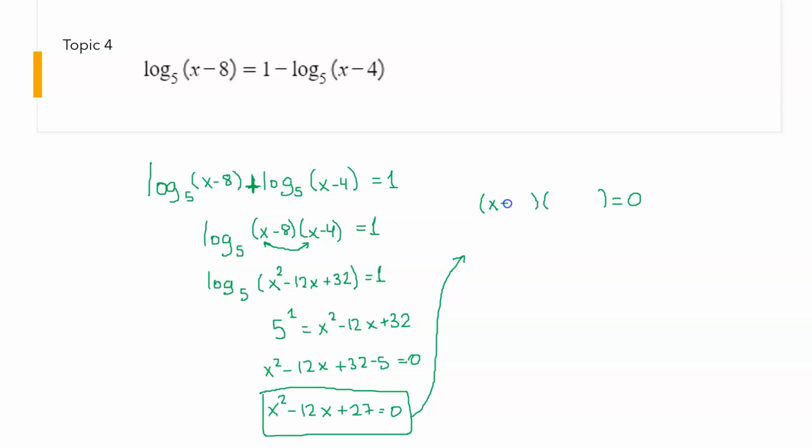So if we factor, we have x minus and we have x minus. The first sign is this, and the second sign is the product of negative times positive. And then we're going to look for two values that if you multiply, you will get 27, and if you add them, you will get 12. So the values are 9 and 3. And as this product equals 0, you can equate each of the linear terms to 0. And then you will have your two options, x equals 9 and x equals 3. And finally, you have to verify if those values are possible in your function.